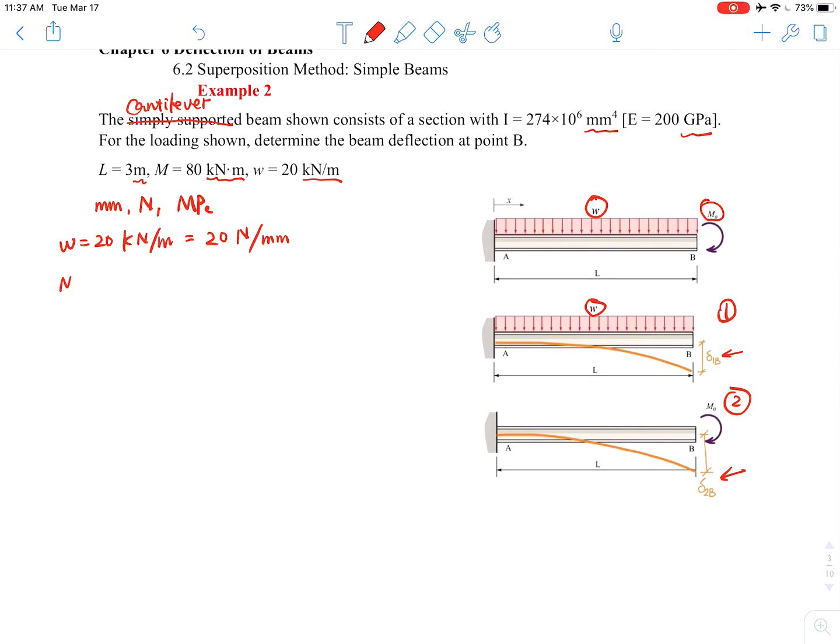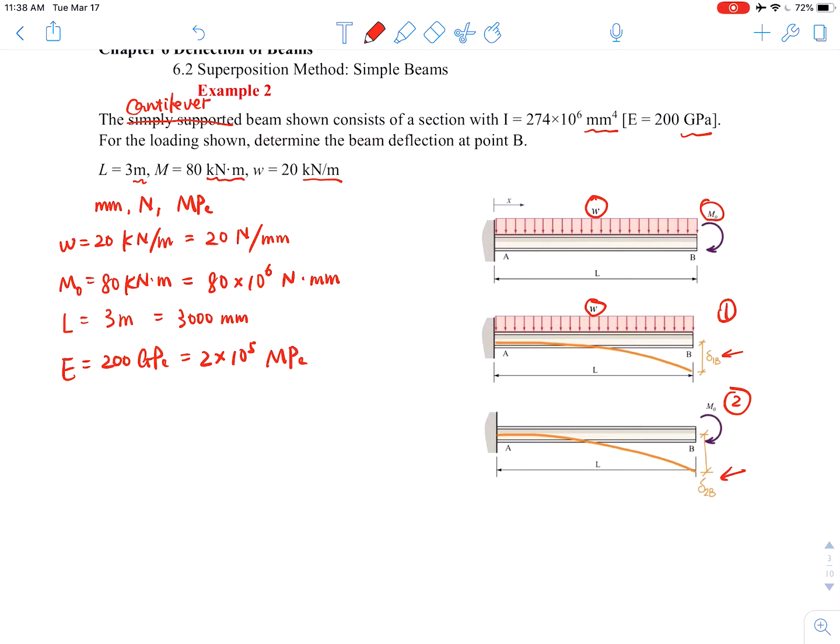Okay, our M0 equals 80 kilonewton meter. That is 80 times 10 to the 6 Newton millimeter. Now our L equals 3 meter. That is 3000 millimeter. Now our E, the modulus, equals 20 gigapascal. That equals 2 times 10 to the 5 megapascal.